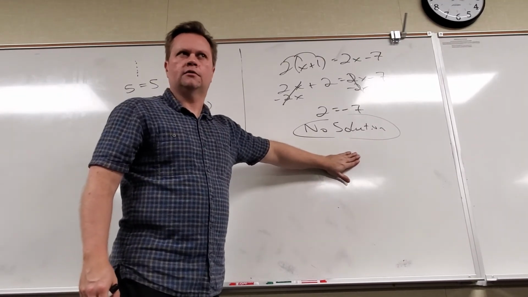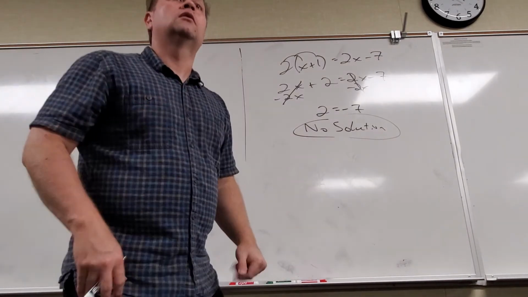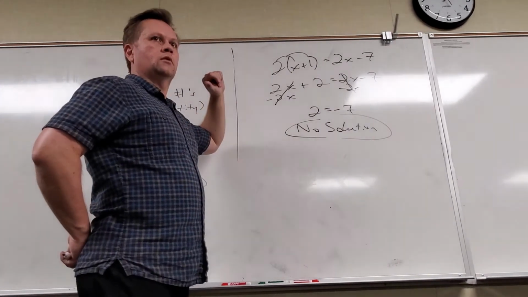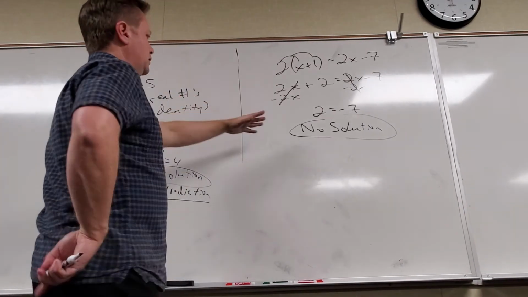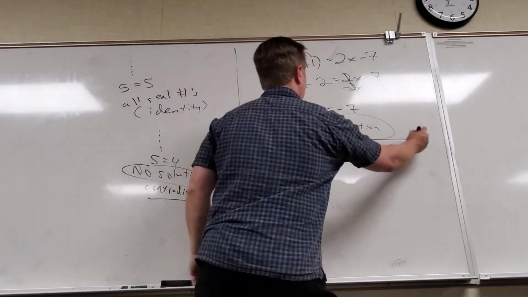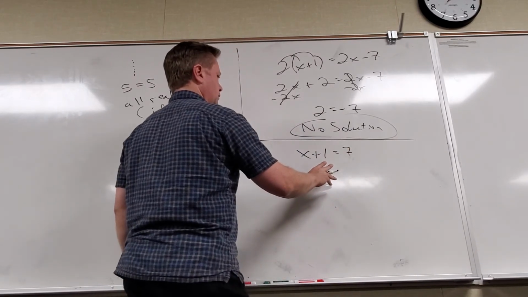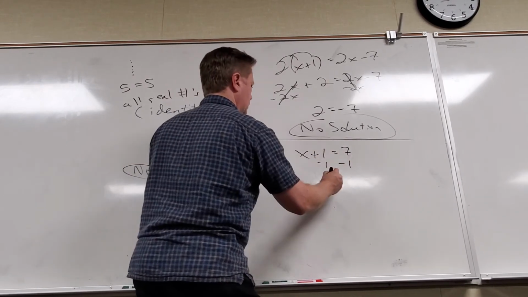I like it. How do we know no solution? Okay. Now we get 2 equals minus 7. In order for this equation... watch, the one I just had up here. If I solve this equation, what do I get? How do I solve this one? Yeah, minus 1, and I get x equals 6.